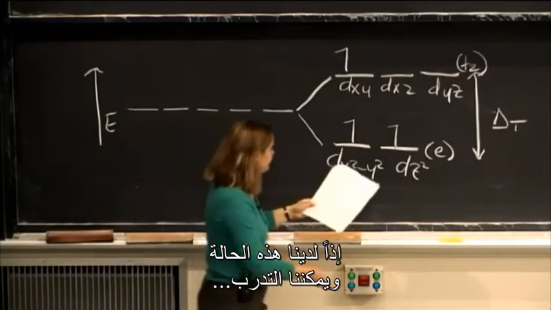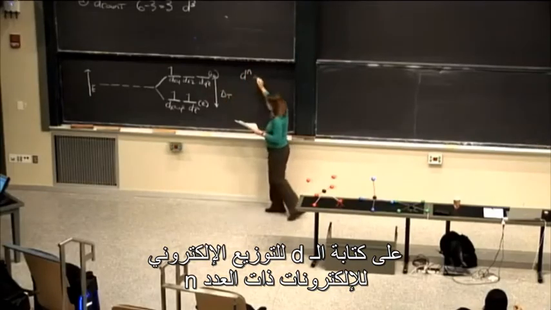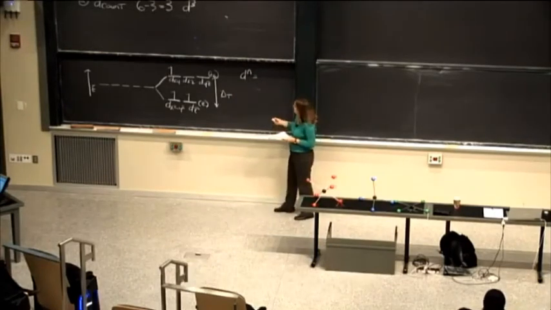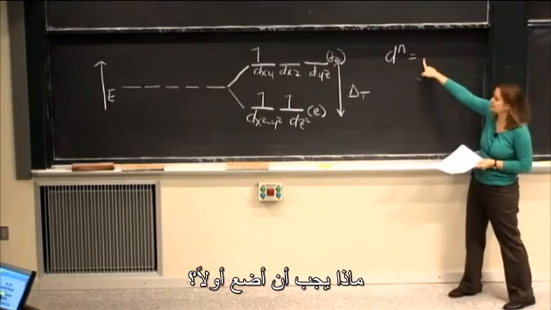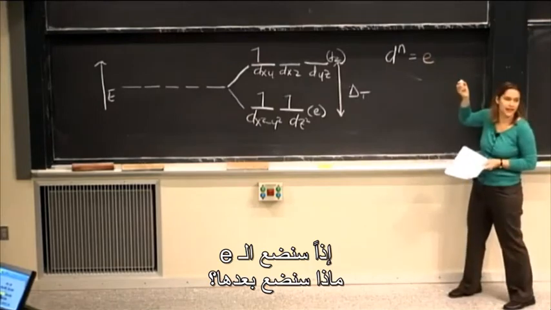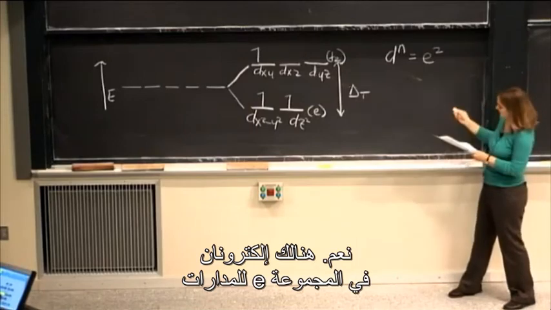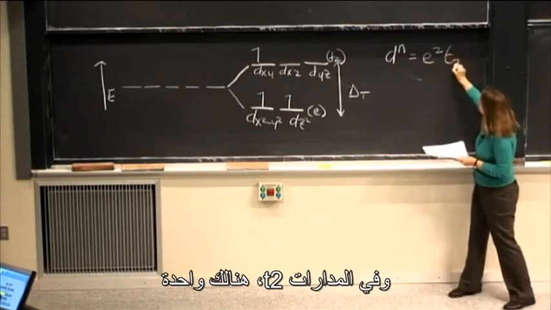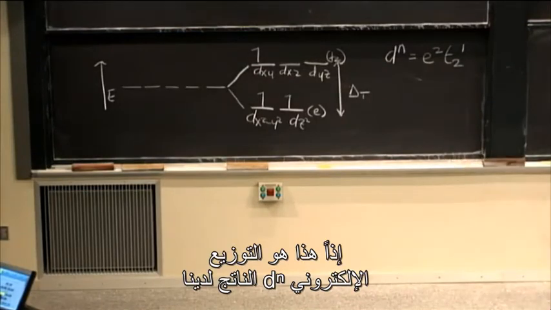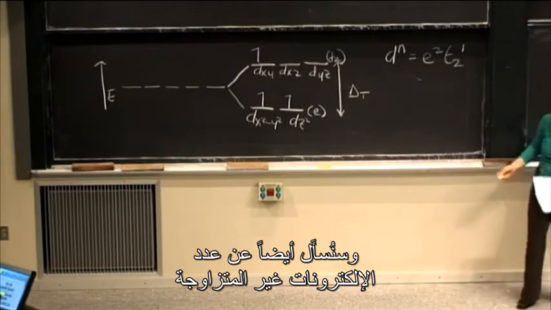So here we have this. Now we can practice writing our d to the n electron configuration. So what do I put here? What do I put first? So we put the e, and then what? Yep. There are 2 electrons in the e set of orbitals, and in the t2 orbitals, there's 1. So that is our d^n electron configuration. And then we're also asked how many unpaired electrons.